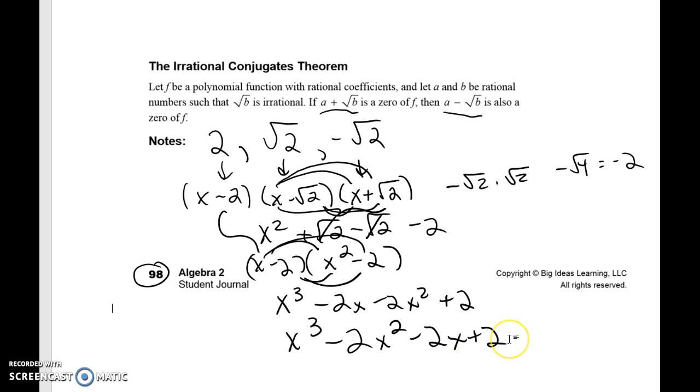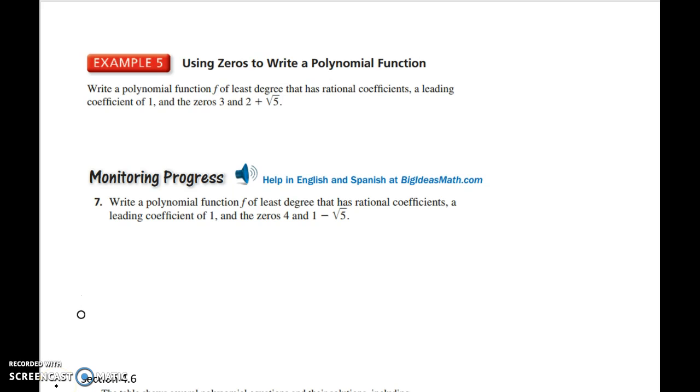Okay? So let's look at example 5 in our notes. Notice in example 5 they give us zeros of 3 and 2 plus radical 5. This is a pretty difficult problem. In fact, we'll save it for pre-calculus. Let's just change the problem to just radical 5. So really our zeros are 3, radical 5, and what you have to know is there's also a negative radical 5 because the radicals always come in pairs.